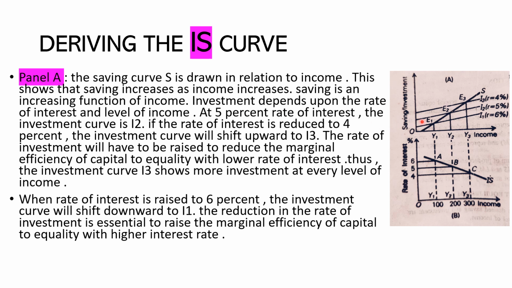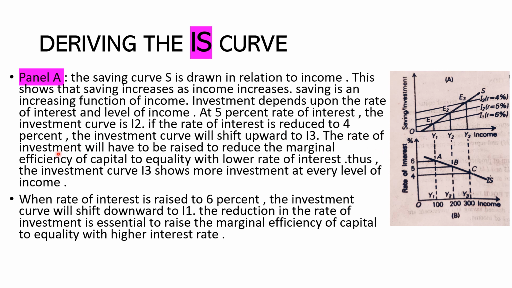I start with this I2 curve, which shows a rate of interest of 5%. At a 5% rate of interest, the investment curve is I2. When the rate of interest is reduced to 4%, the investment curve will shift upward to I3. At the beginning, this is your I2 curve, the investment curve, rate of interest 5%. When the rate of interest falls, investment will increase, therefore the I2 curve will shift upward to the I3 curve. It means the rate of interest falls to 4% and investment will rise.